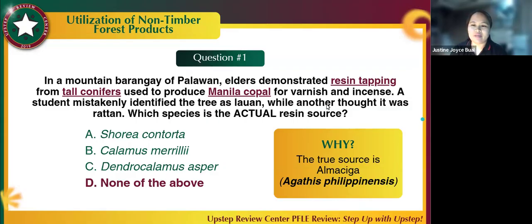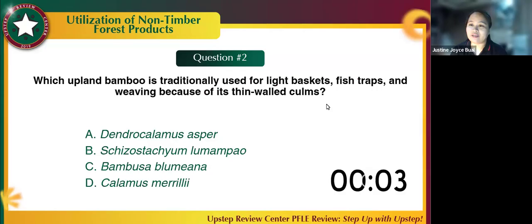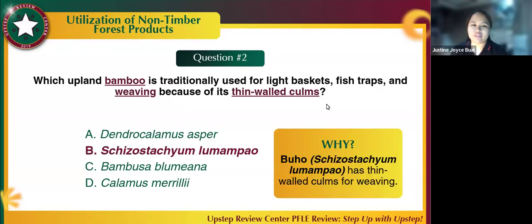Okay, now let's proceed to the second and final question. Which upland bamboo is traditionally used for light baskets, fish traps, and weaving because of its thin-walled culms? Time is up. The correct answer is letter B, the common name of which is buho. Why is that the answer? It is because it has a thin-walled culm ideal for weaving.